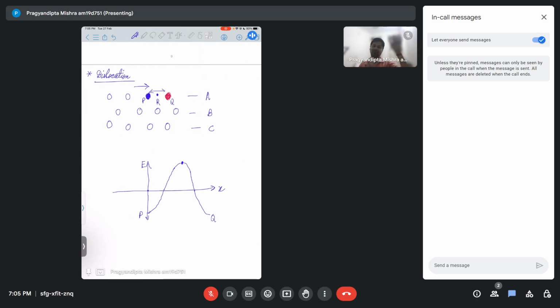layer, right? So there it will be very difficult for you to accommodate the atom, because already one atom is there in the layer below. So they will strain each other. So it will be very difficult. So the amount of energy required would be the maximum there.